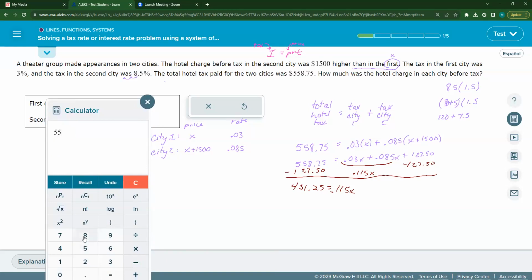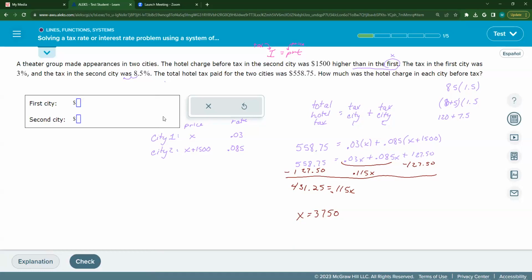So 558.75 minus 127.5 is 431.25, divided by 0.115. There we go. So we have x equals 3,750. Not the prettiest, but not terrible.